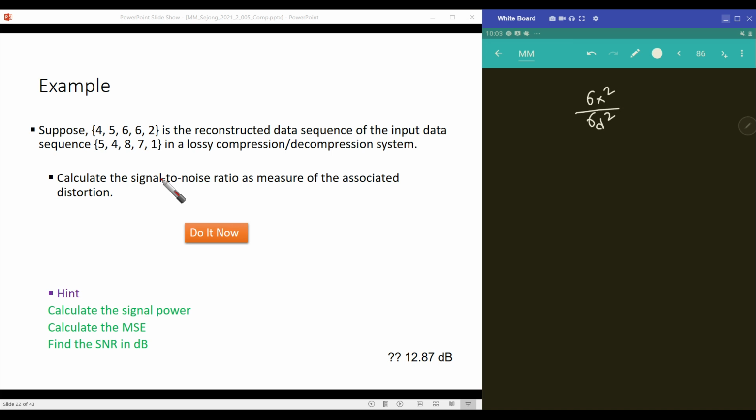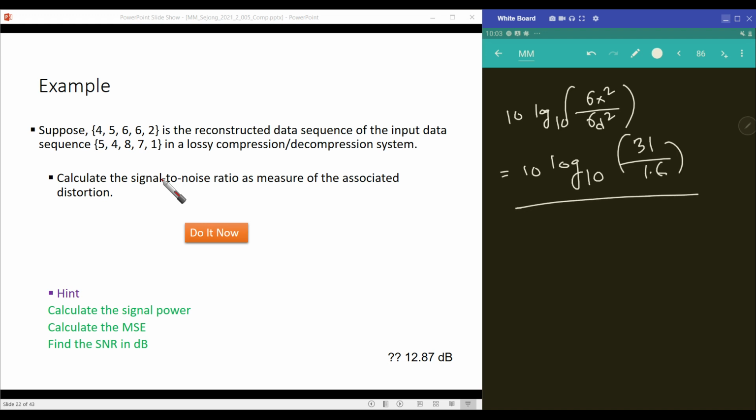Now we got sigma x square by sigma d square, and because we will express it in terms of dB, we will take log 10 of this and then multiply by 10. So that is 10 log 10 of 31 divided by 1.6, and if we just calculate it, you can find out that it becomes 12.87, and basically this is in dB.